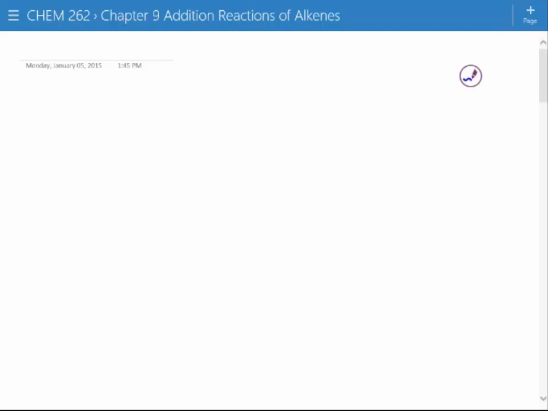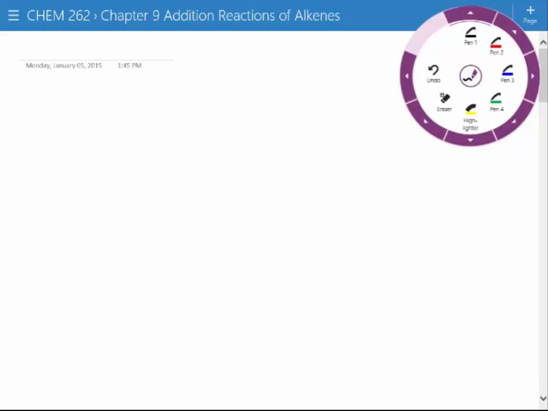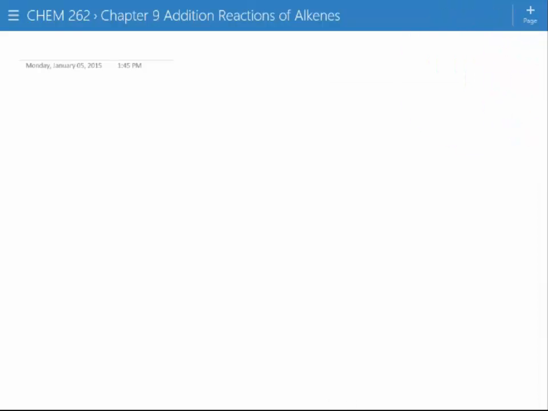So the first thing we're going to be covering this term is the introduction to addition reactions. And addition reactions will look really familiar to those of you that remember Chapter 8, because it's essentially the reverse of elimination reactions. So let's first cover our elimination reactions, and then we can contrast and compare them.